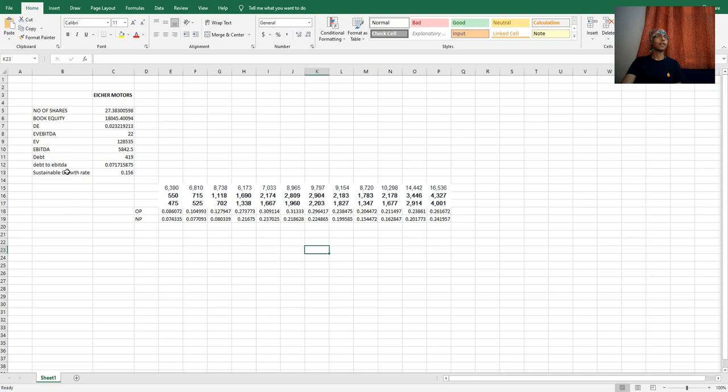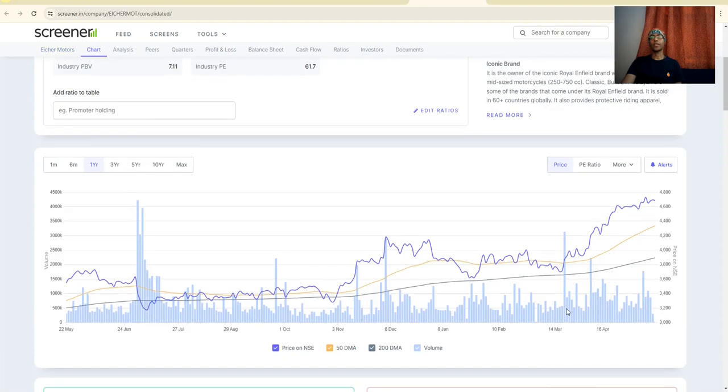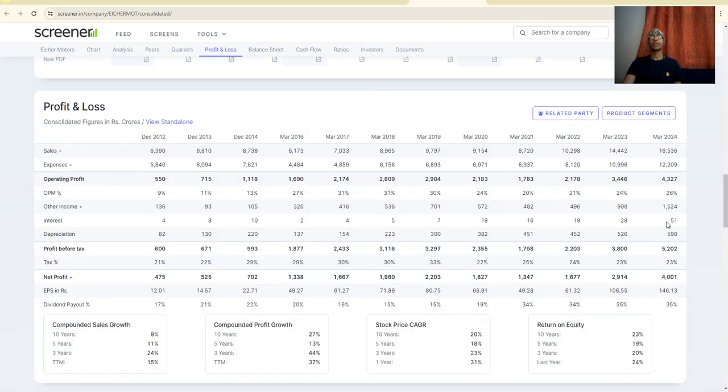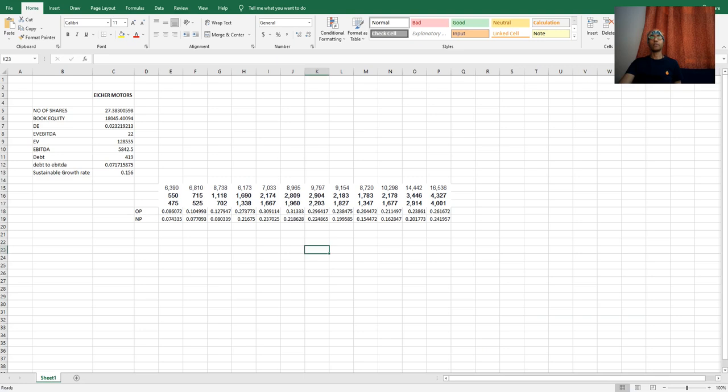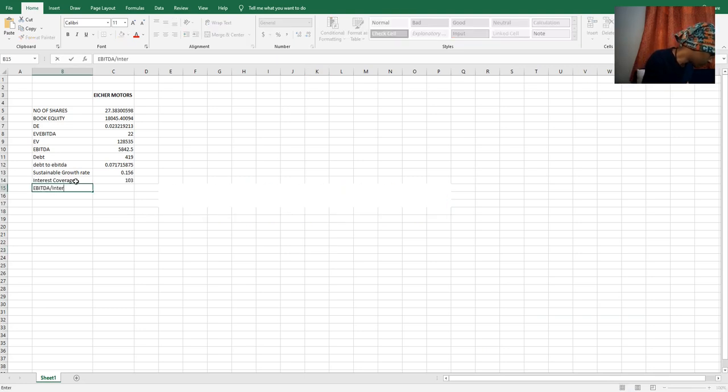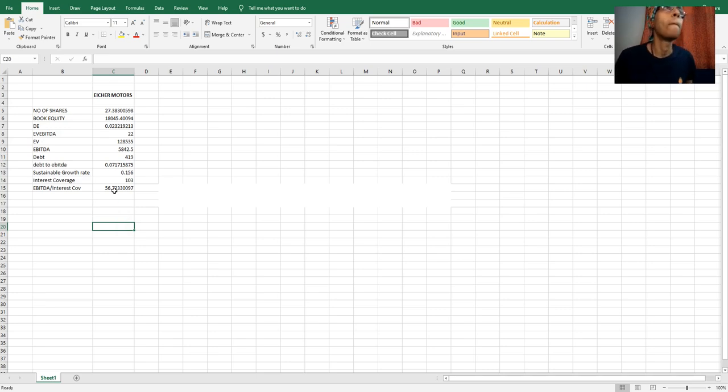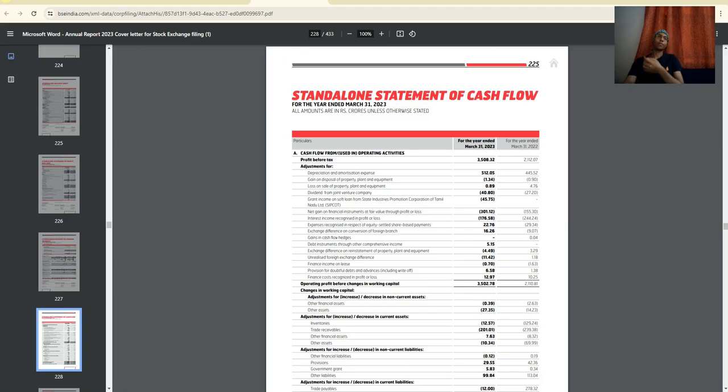We have already calculated the EBITDA, I guess. EBITDA is there. And our interest coverage is earnings before interest and taxes divided by interest. So 4327 plus 1524 minus 598 divided by 51. This is 103. Interest coverage is 103. EBITDA by interest coverage, this is equal to EBITDA by 103. This is 56.72.